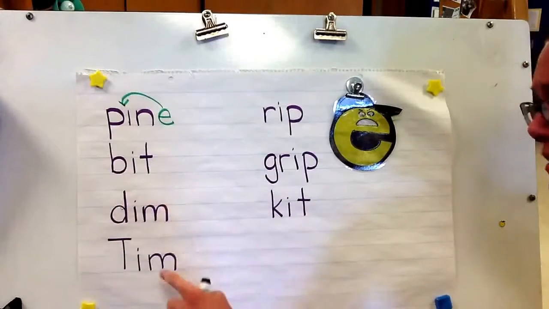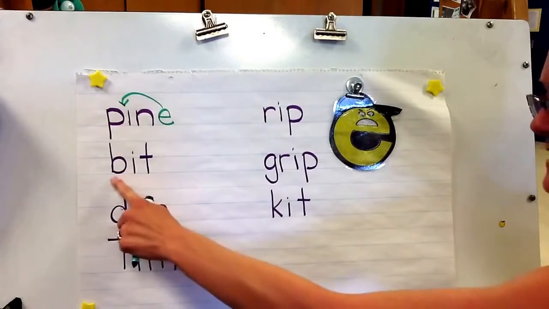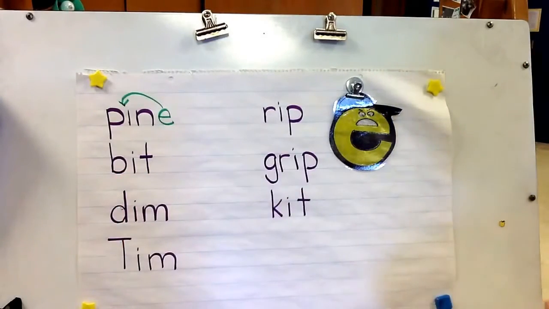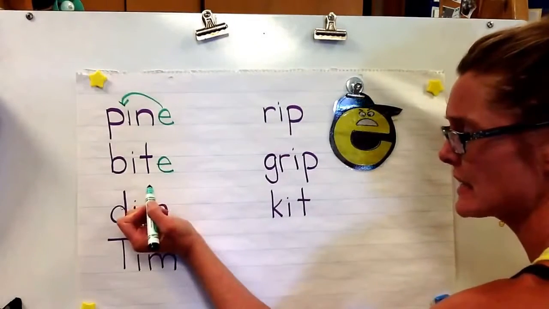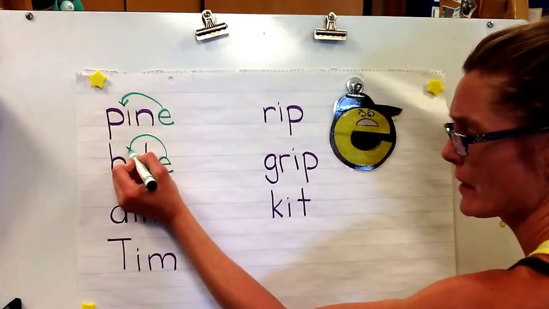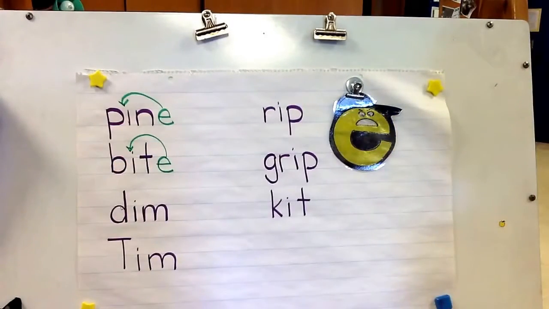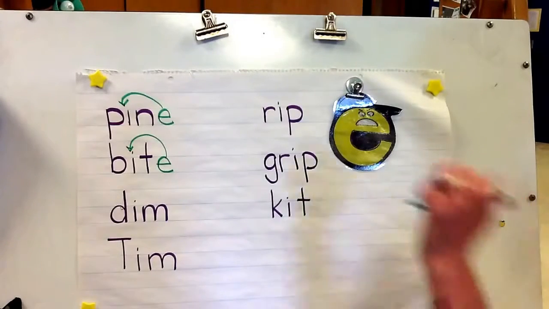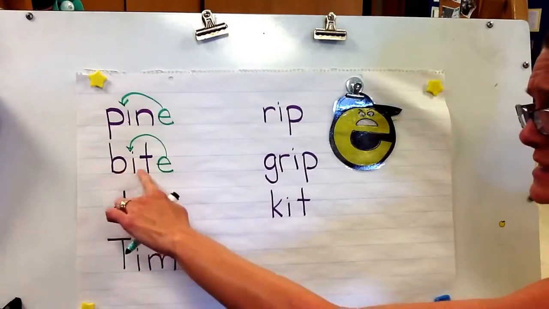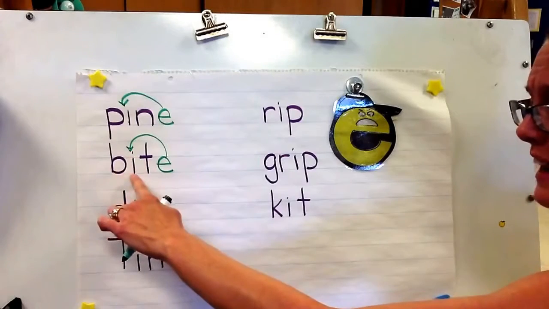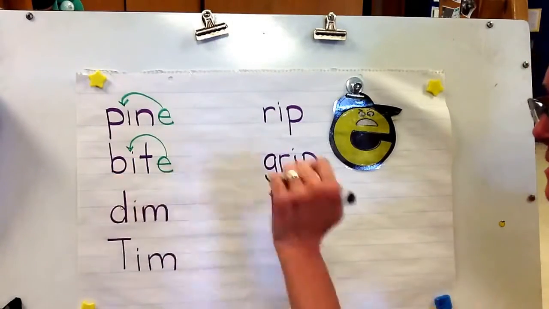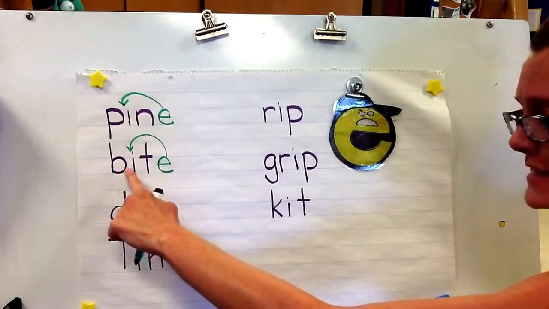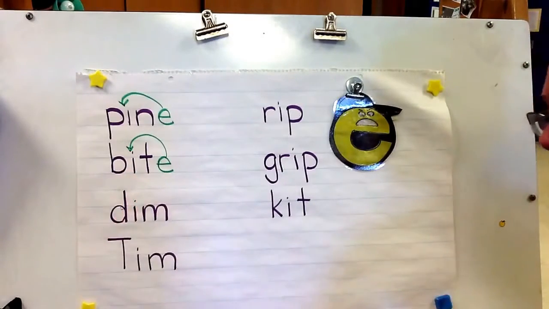So let's look here. This word is bit. That I in this word is making the short I sound, /i/. But along comes that Bossy E and he says, "Hey, you better say your name and I'm not talking." So now we've went from bit to bite. Say that with me, bite. So our I now says its name.